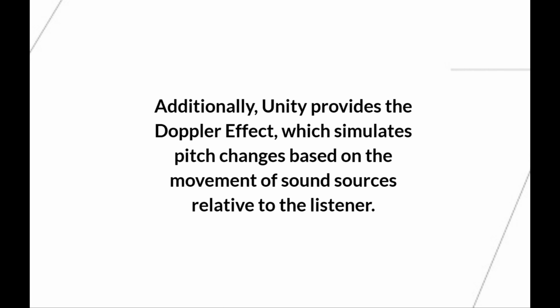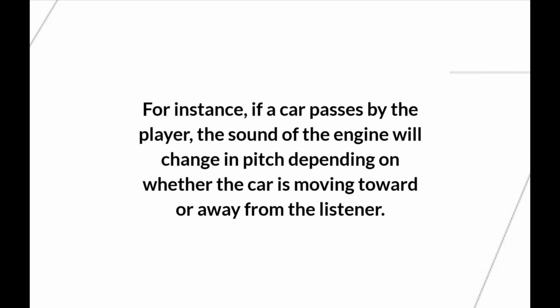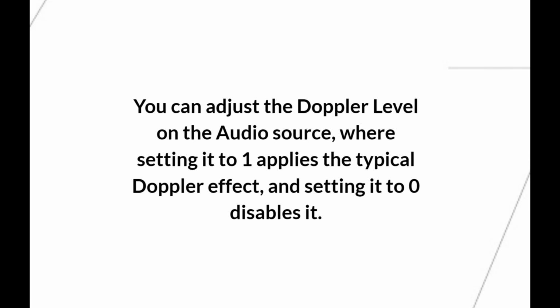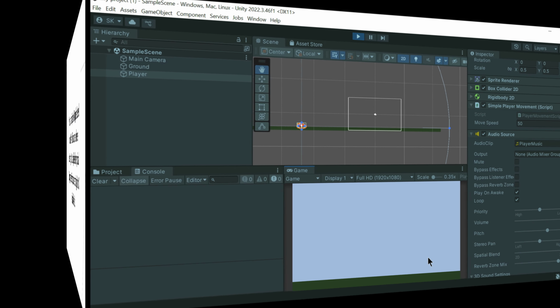Additionally, Unity provides the Doppler effect, which simulates pitch changes based on the movement of sound sources relative to the listener. For instance, if a car passes by the player, the sound of the engine will change in pitch depending on whether the car is moving toward or away from the listener. You can adjust the Doppler level on the audio source, where setting it to 1 applies the typical Doppler effect and setting it to 0 disables it.